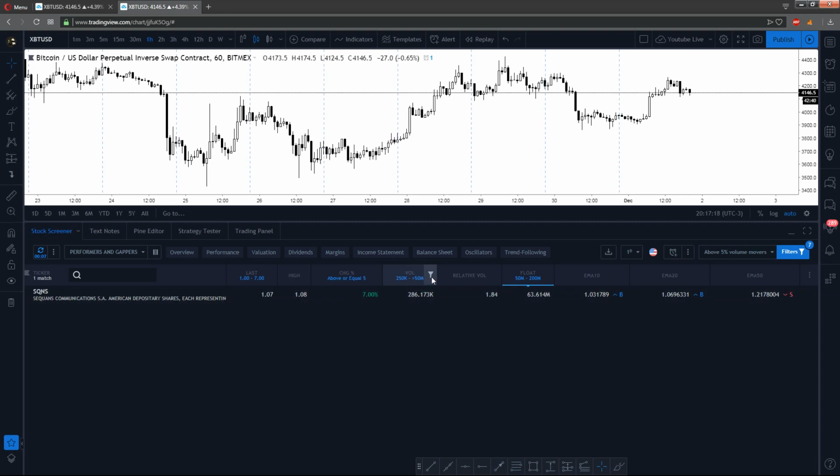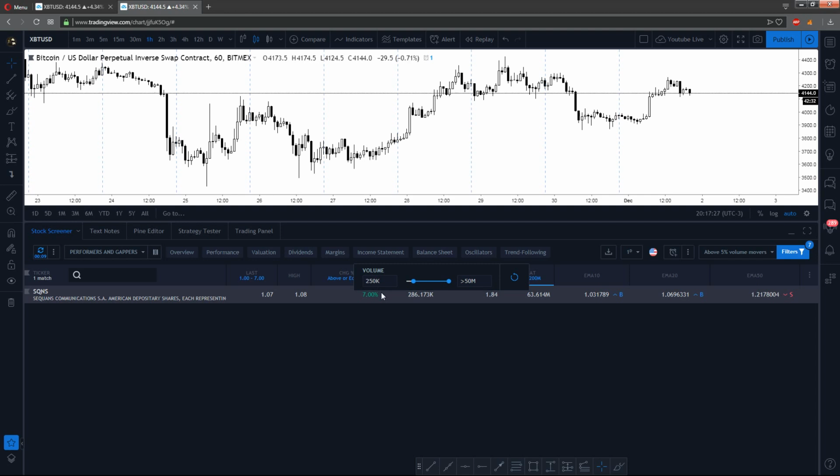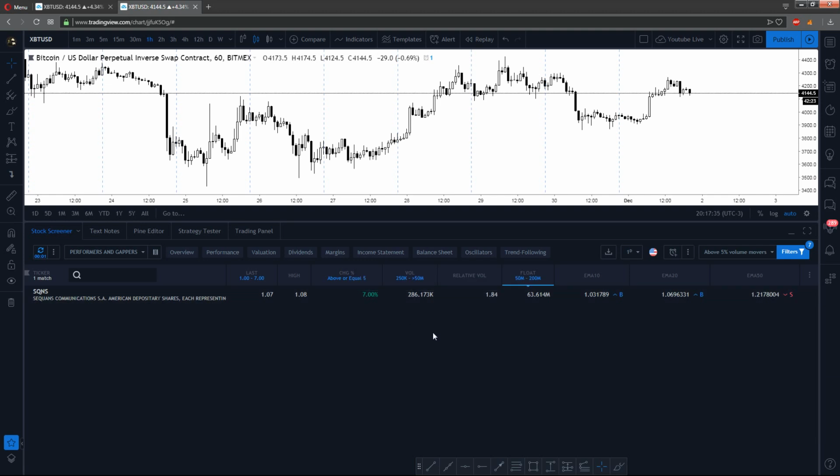Next, volume. You want to see stocks that are doing 250,000 or higher in volume. Nothing below 250,000. If you want to be even a little more picky, you can go 500,000. But I do 250. Relative volume doesn't matter. You can filter it to only do above 1, which is basically what we look for, but you don't have to filter that.